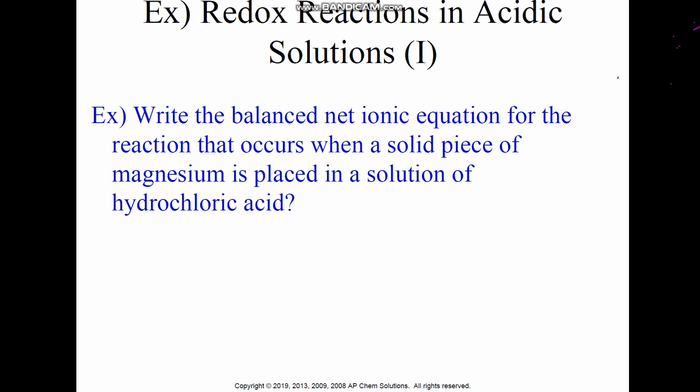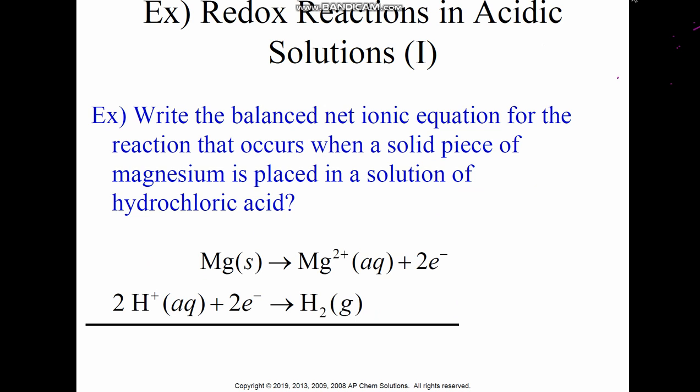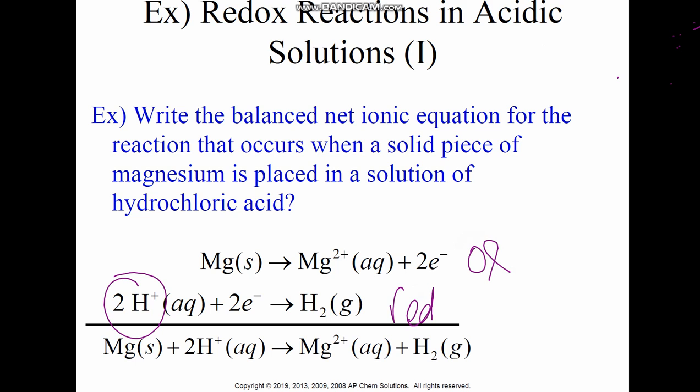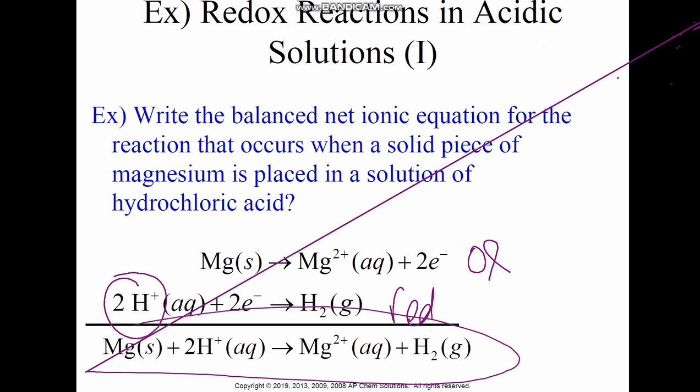Our final example is to write the balanced net ionic equation for the reaction that occurs when a solid piece of magnesium is placed in a solution of hydrochloric acid. Again, magnesium is any metal that represents the X from our last slide, and it's going to pull out that hydrogen proton. So we have hydrogen being reduced and magnesium being oxidized. Then we have our net ionic equation. Again, the metal will always be oxidized, and the hydrogen will always be reduced.